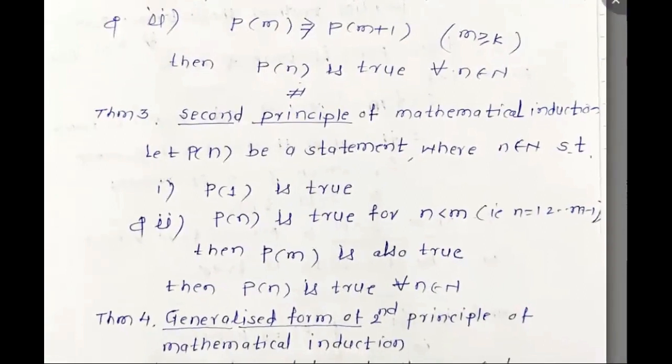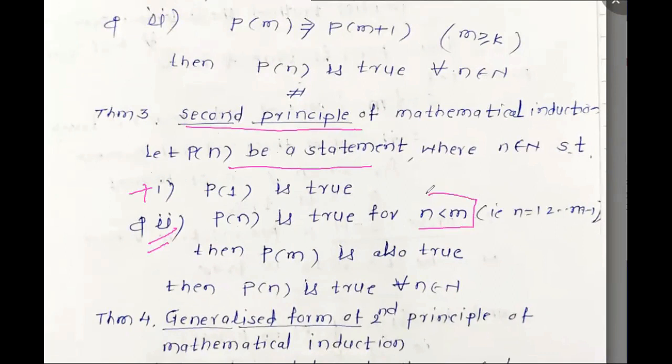Now, second principle of mathematical induction. So P(n) is a statement containing n such that P(1) is true. First condition is the same. In the second principle, the first condition is the same, but there is a change in the second. So P(n) is true for all the natural numbers less than m. That is, what are the natural numbers less than m? 1, 2, 3, 4 up to m minus 1.